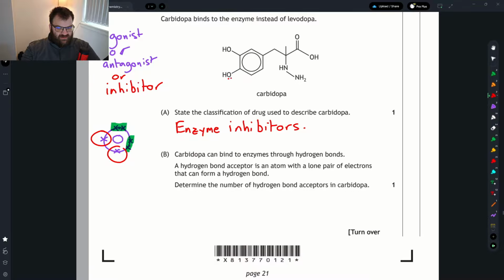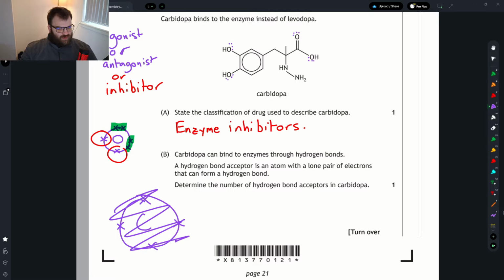We would end up with 2 lone pairs of electrons there, 2 on that one, 2 on that one, and then 2 on that one. Carbon makes 4 bonds, and it's got 4 outer electrons, so it's going to have no lone pairs within them, so we can ignore all the carbons.